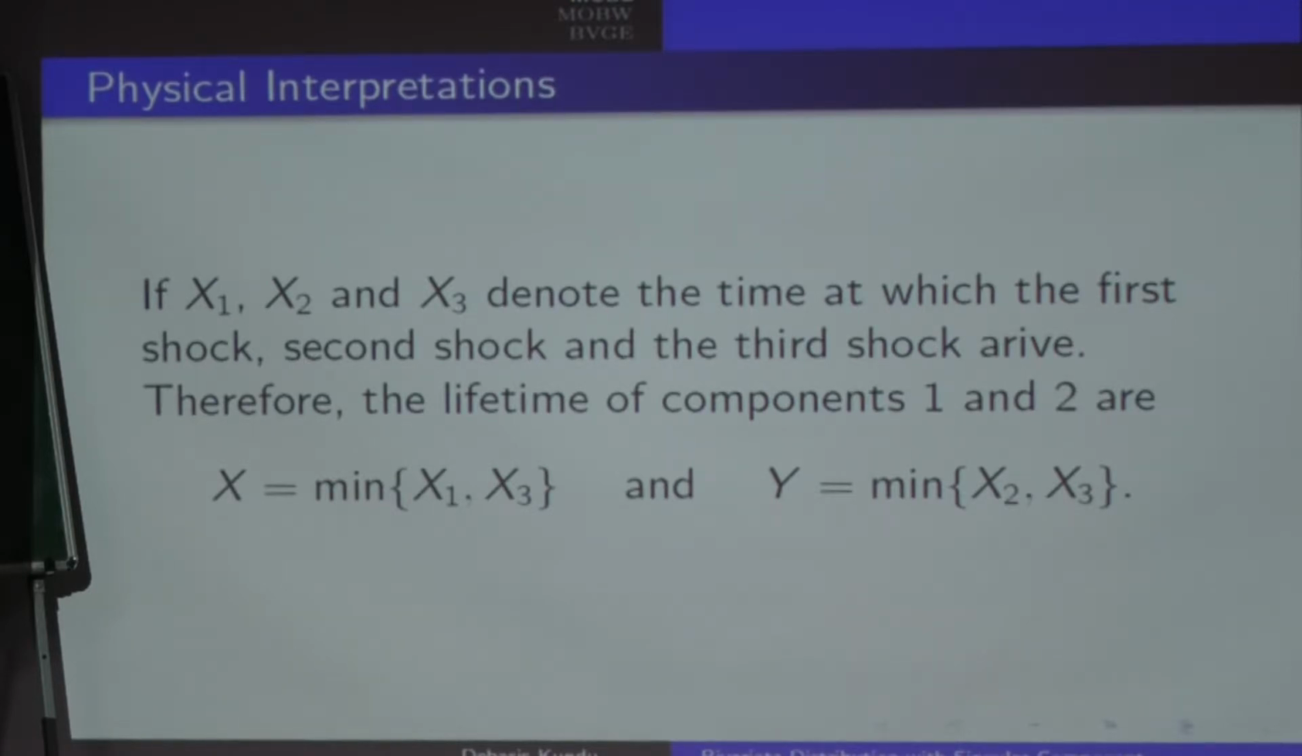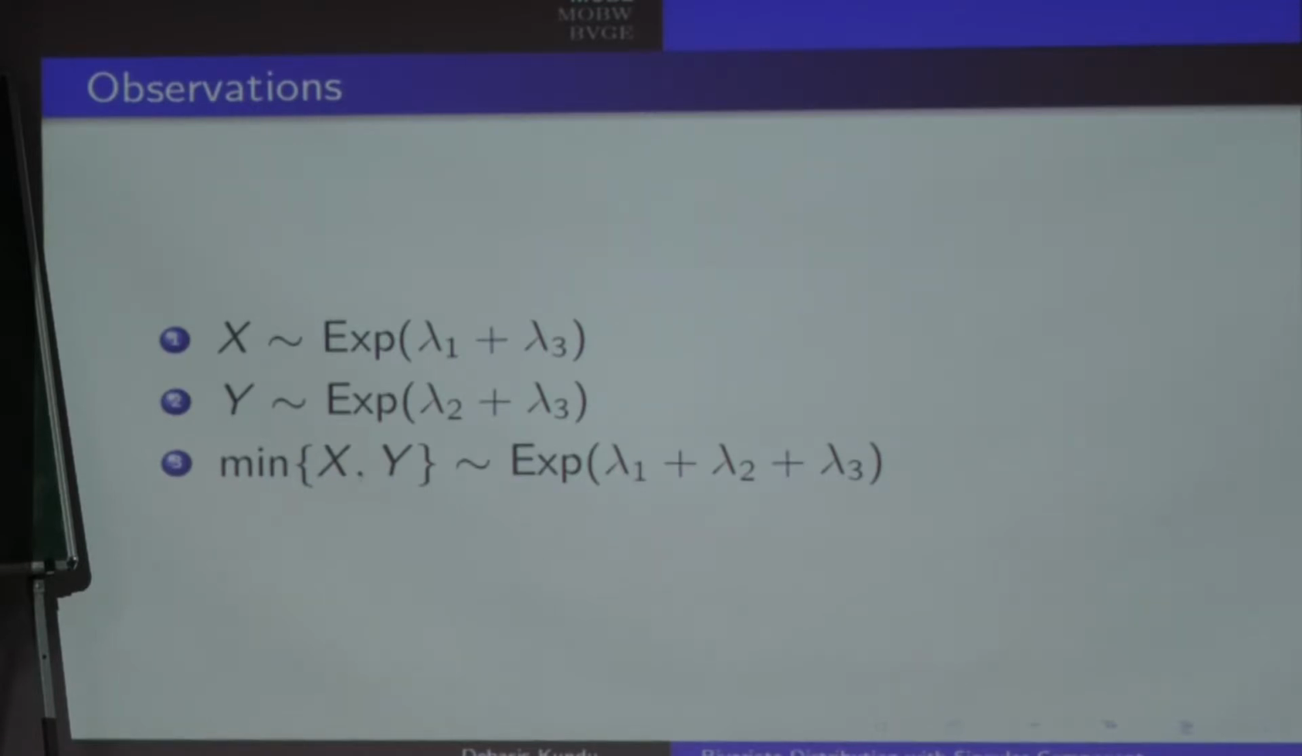Okay, so now let's look at a couple of things. These are very simple. X is exponential with lambda 1 plus lambda 3, simply because it is a minimum. Y is exponential with lambda 2 plus lambda 3, because it is also a minimum. The minimum of x and y is exponential with lambda 1 plus lambda 2 plus lambda 3. It's a very simple observation, but it's a useful one. These three will play important roles in the data analysis. Okay, so that's what it is.